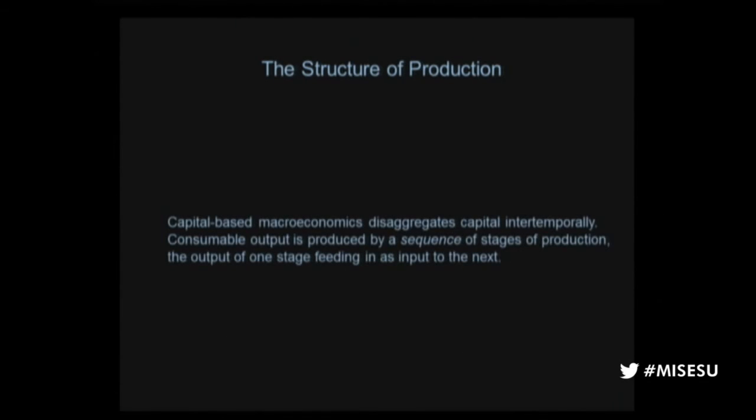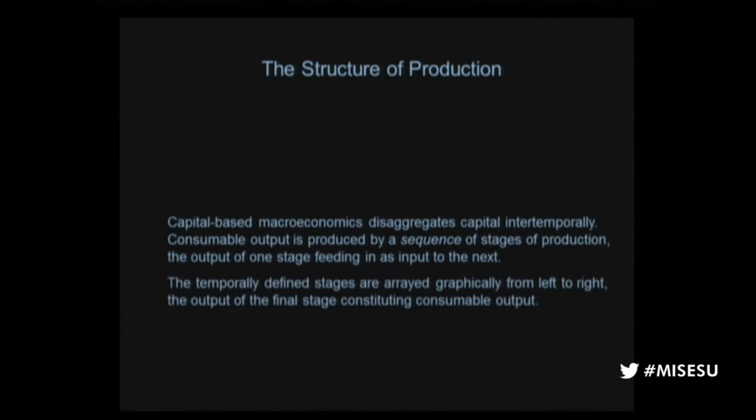Okay, let's go on now. Now what I'm going to do is crib from parts, at least, from my lecture on business cycles, so I can take just a little more time than I'll be able to take in the next day or so to talk about the structure of production. But what I'm doing is using this same idea of a structure of production. And here we're saying capital-based macro disaggregates capital into temporally sequenced stages, okay? Consumable output is produced by a sequence of stages of production, with the output of one stage feeding as input to the next. The temporally defined stages are arrayed graphically from left to right, not from top to bottom, and the output of the final stage constitutes the consumable output. And so we can put those stages of production up here. They look like that. All right.